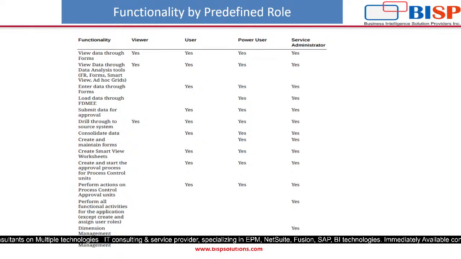So in case a particular person is a viewer or has been assigned the role of a user, then definitely he or she can have the power of a viewer. If a particular person has been assigned the role of power user, then the user will have access to all the functionality that a user can perform, and a service administrator can perform all the functions that a viewer, user, or power user can perform. So a service administrator can perform all the functions in the application.